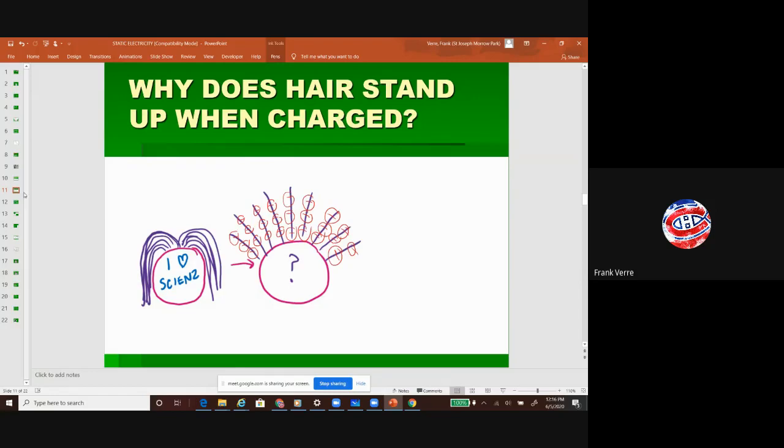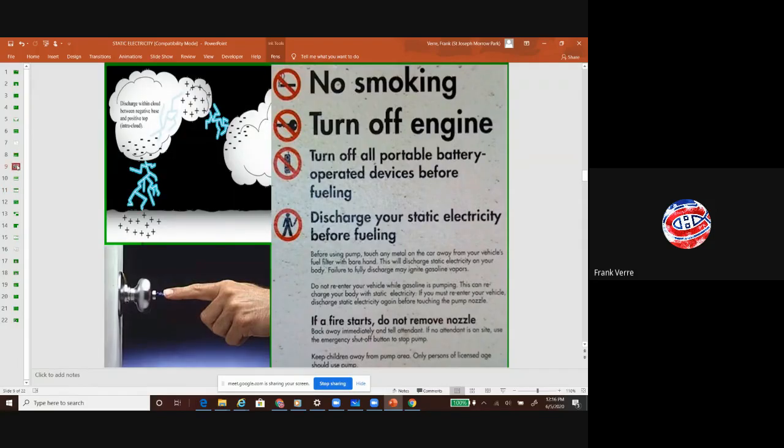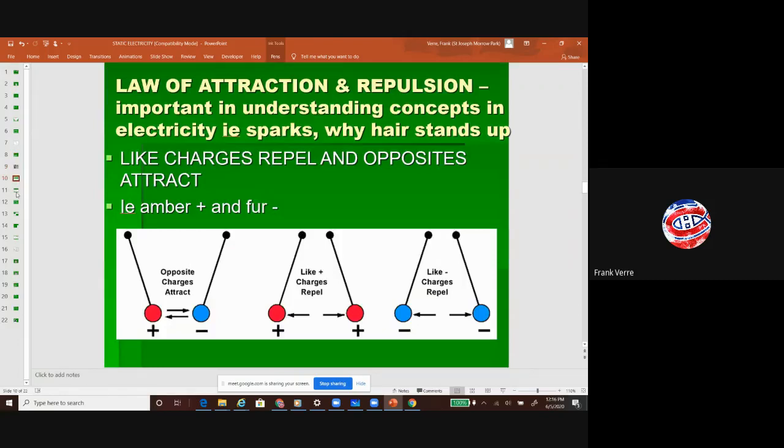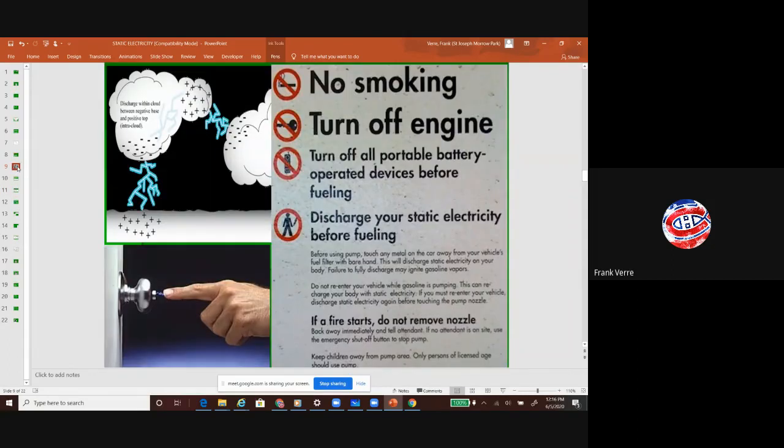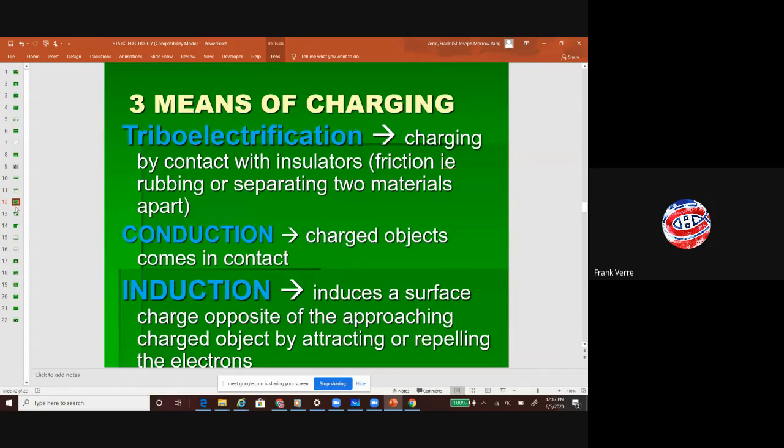So we can use the law of attraction and repulsion to explain why your hair stands up. But we can also use this law to explain what happens in the discharge. In other words, in this picture here, at the bottom, and in this picture, there's that discharge. We can actually explain that using the law of attraction and repulsion also. So let me delve into that. Let me explain that.